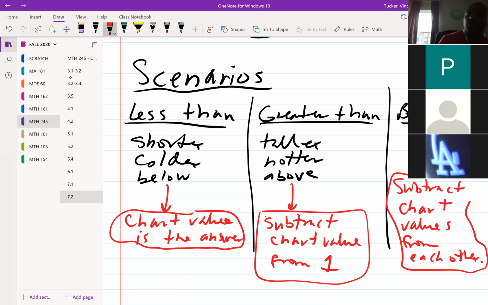All right, so those are your three scenarios. If it's less than, you use the chart value; the chart value will be your answer. If it's greater than, you subtract the chart value from 1. And if it's between, you subtract the chart values from each other.